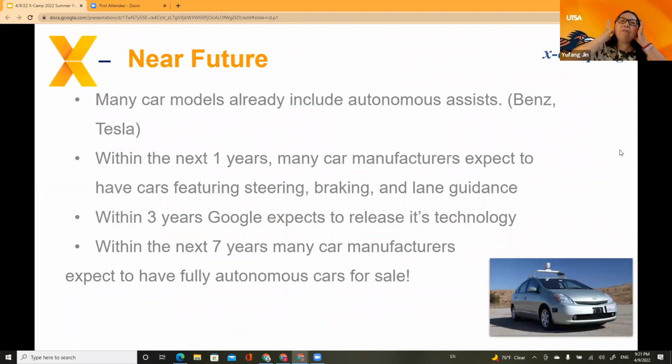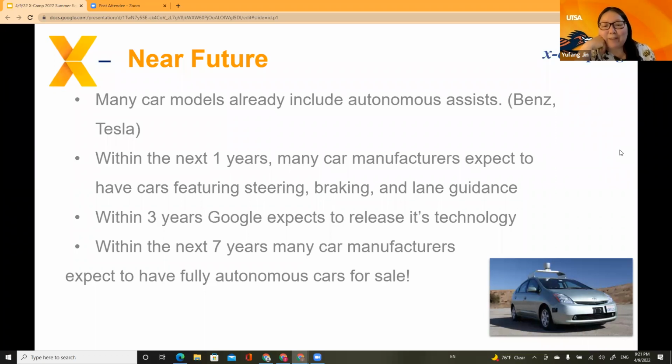In the near future, many car models will release their autonomous assistants. Benz and Tesla already have their autonomous driving packages available. Within the next year, many car manufacturers expect to have cars featuring steering, braking, and lane guidance. Within 3 years, Google wants to release their new technology. And within the next 7 years, many car manufacturers expect to have fully autonomous cars for sale.